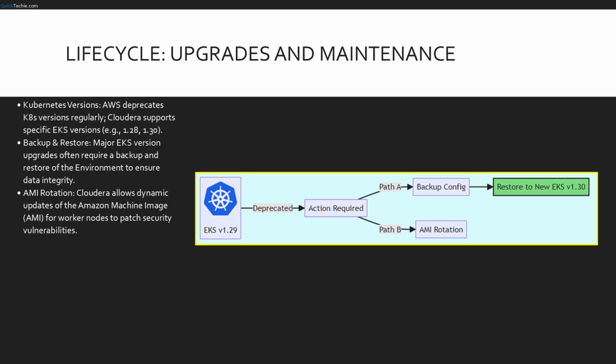When an EKS version like 1.29 is deprecated, action is required. Path A shows the major upgrade process. Back up the configuration, then restore it to a brand new EKS v1.30 cluster. Path B represents routine maintenance, where you rotate AMIs for security patching without changing the Kubernetes version.